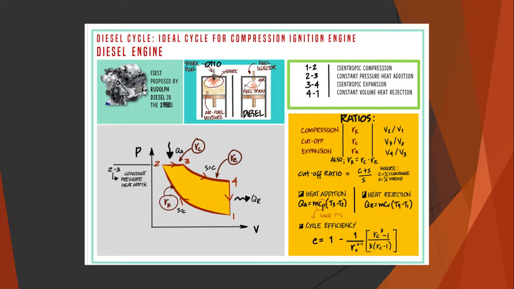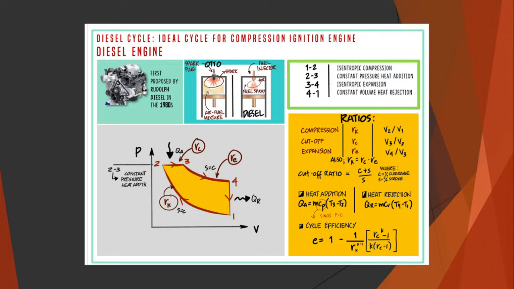Then substituting this expression, Q in is equal to m Cp multiplied by T3 minus T2. Then Q out is equal to m Cv multiplied by T4 minus T1. Substituting this expression for the heat added and rejected in the expression for thermal efficiency, the thermal efficiency is equal to 1 minus 1 over k, times T4 minus T1 over T3 minus T2.